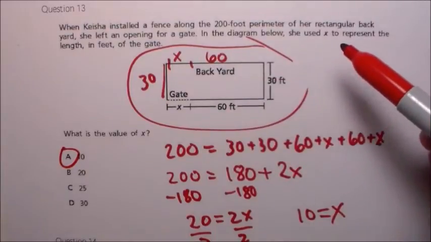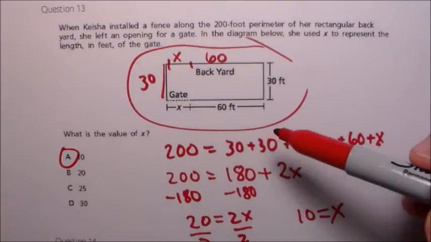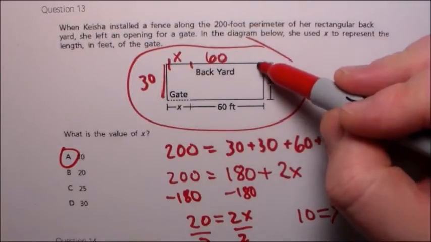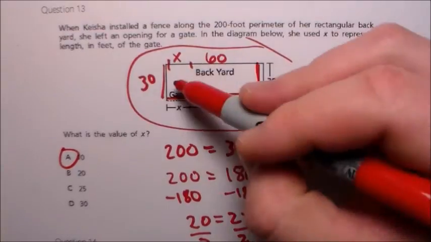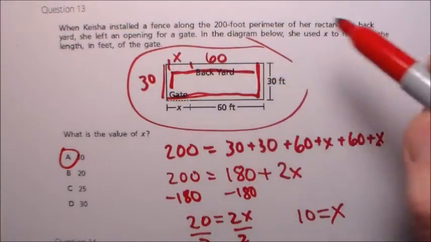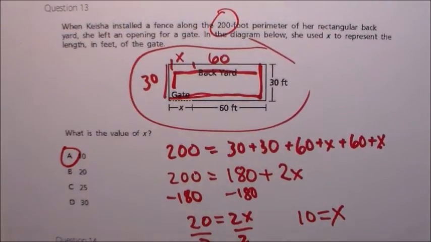And if you want to just double check it, you can say 30 plus 70 is 100. And that makes sense, right? This will be 100, and this will be 100. And together, they'll add up to 200. So we're good, and we know we're good.